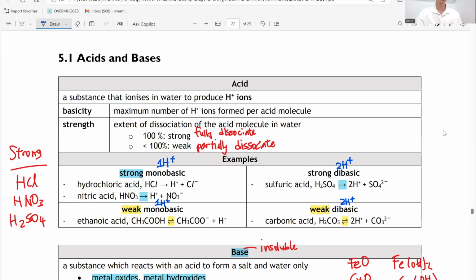You can use the word dissociate. You are allowed to use the word ionize. You cannot use the word dissolve, right? Dissolve is solid to liquid, so cannot. Ionize or dissociate are the two wordings that are accepted in your exam.